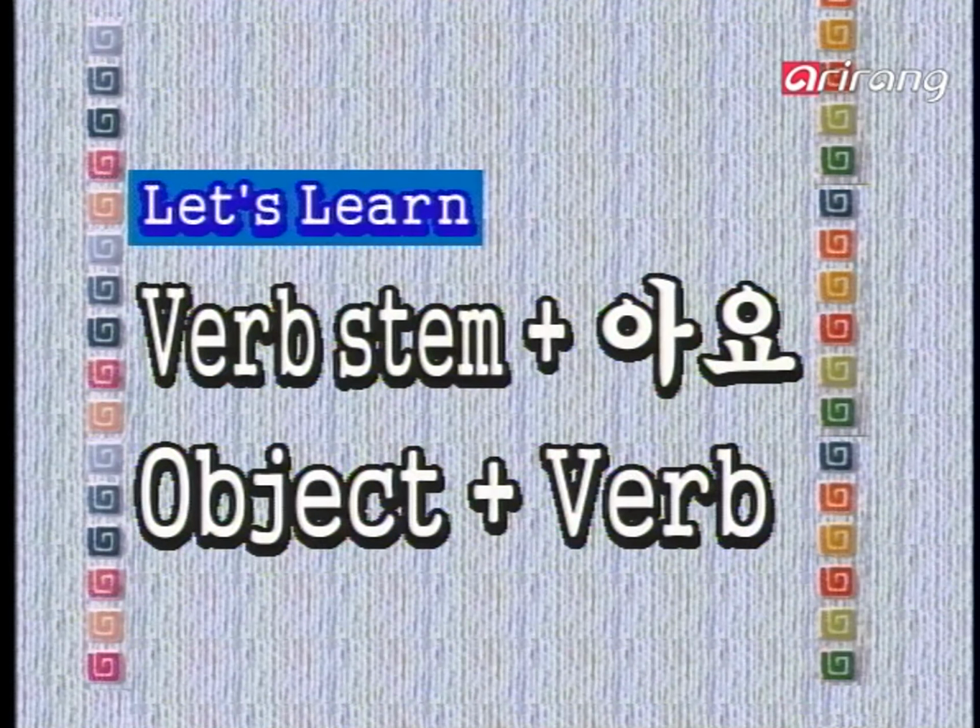This time, we're going to learn how to form the present tense for some verbs. All we have to do is add 아요 to the verb stem, and it becomes the present tense. The second thing we'll learn is the word order for objects and verbs. Now, words that denote some form of action are called verbs, right? Let's try our hand at some basic Korean verbs.